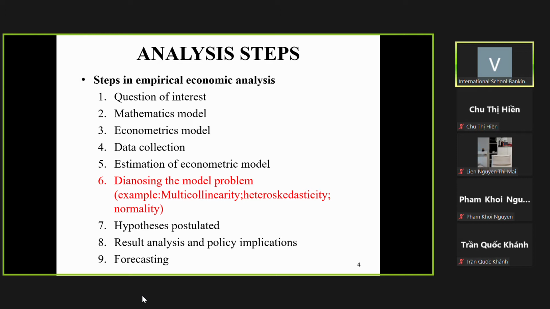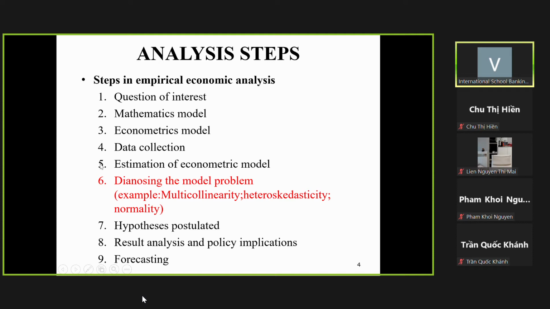Because to understand the consequence of the problem of the model in step 6, we need to understand how to test the hypothesis, because all the problems in step 6 will affect the results of the hypothesis test. So we need to understand how to test hypothesis first, so we can understand the consequence of the problem in step 6. But when you already understand the contents of all the steps, when you do the assignment, you need to follow the steps in order.